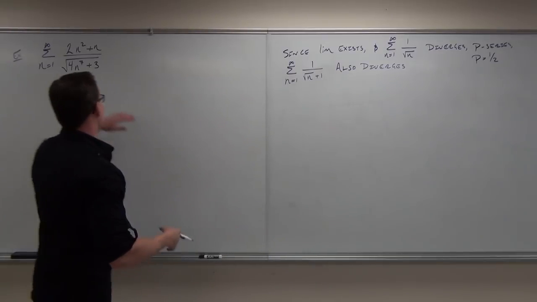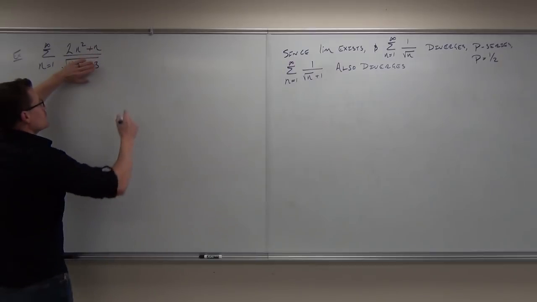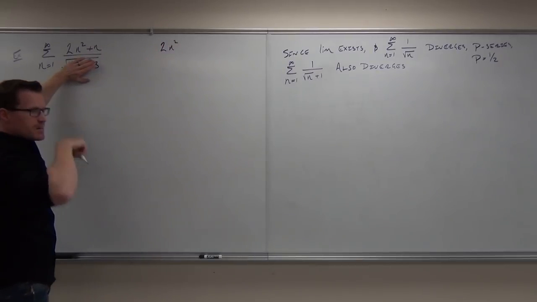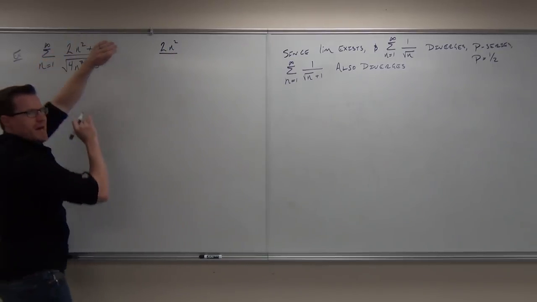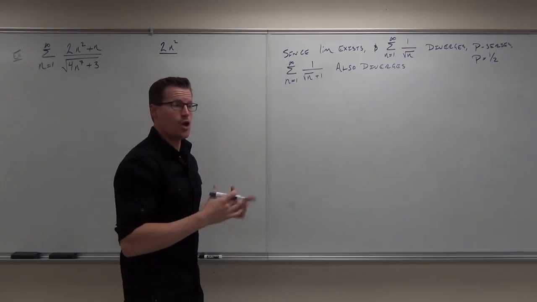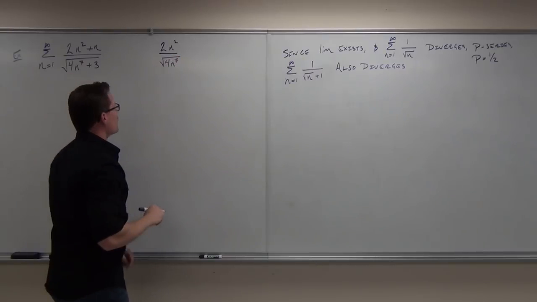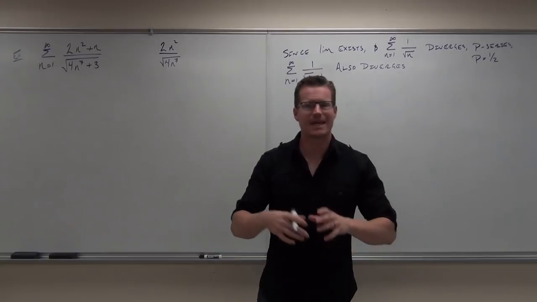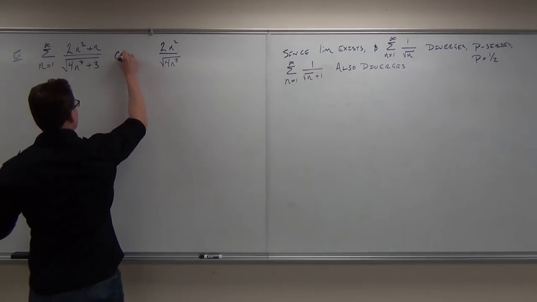So the end behavior of this function, I don't even care what that is. The end behavior is going to look a lot like 2 over n squared. Does that make sense? The end behavior of this, does that 3 really matter as far as the end behavior goes? No. This is a whole lot like the square root of 4 n to the 7th. That's really what we have there.